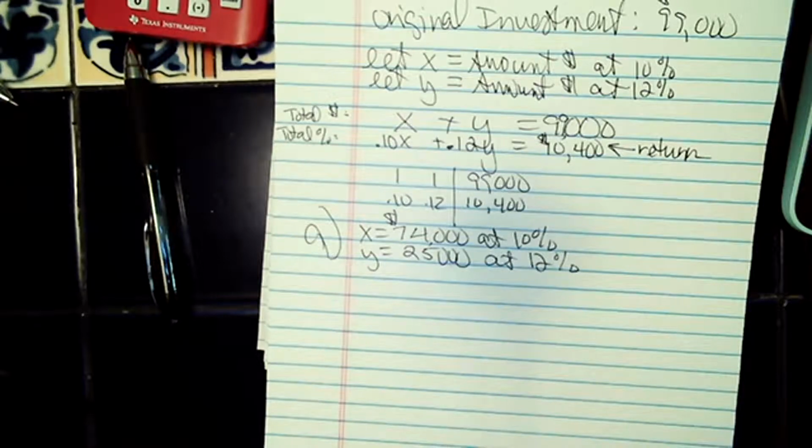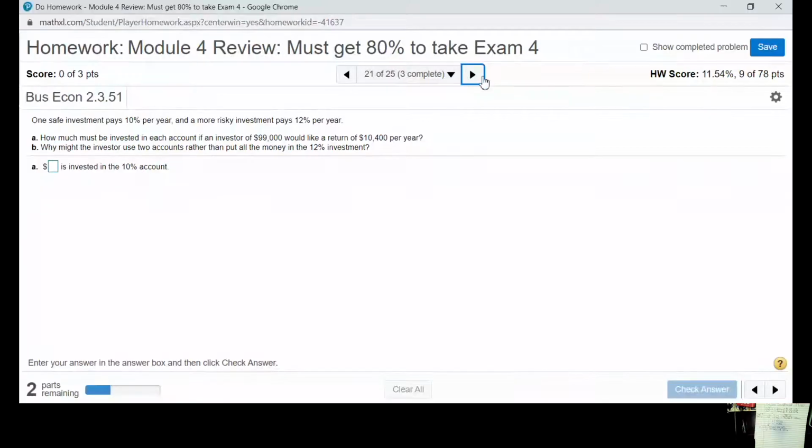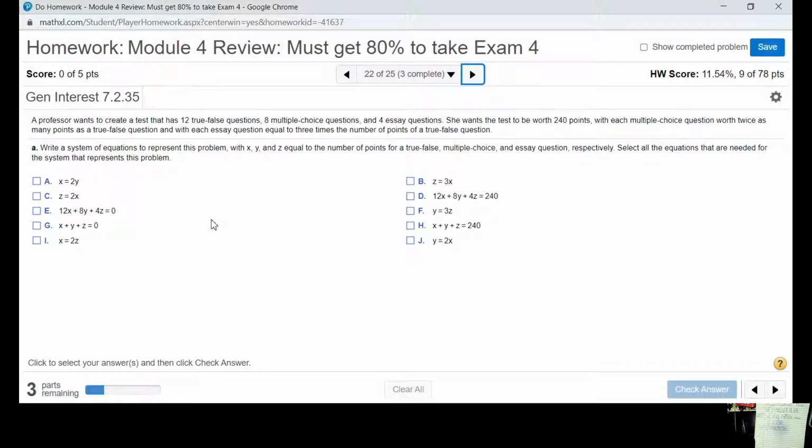Okay, so let me go and look at what was that? I don't remember what number that was. That was number 21. So let's look and see what the next one is. We're getting close to being done. 22. All right, this has lots of multiple choice answers.